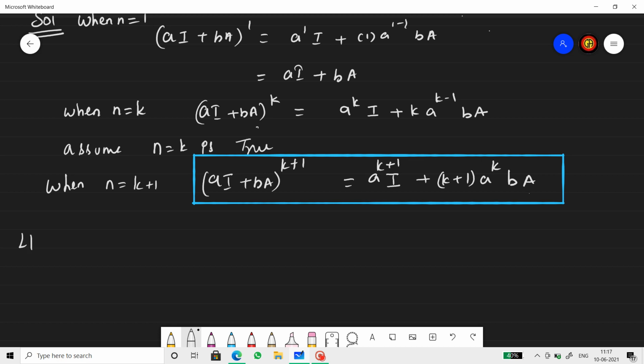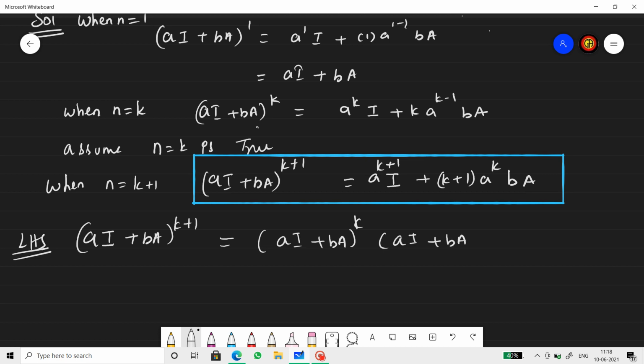Let's take the LHS. LHS is what? (aI plus bA) to the power of k plus 1, which we can write as (aI plus bA) to the power of k into (aI plus bA). What is (aI plus bA) to the power of k? This one.